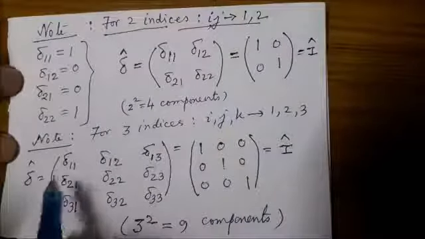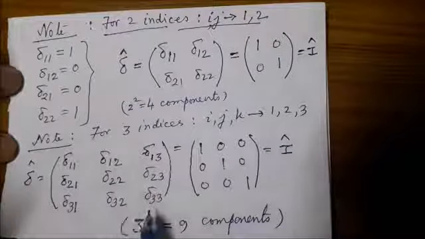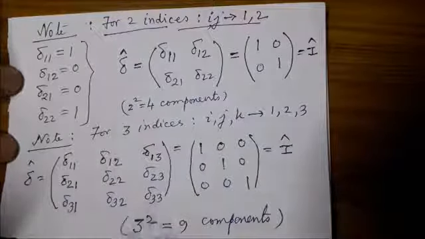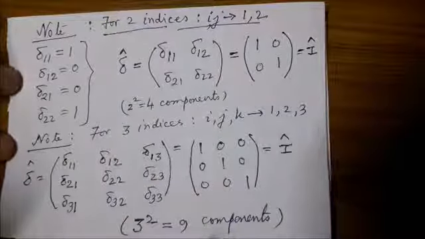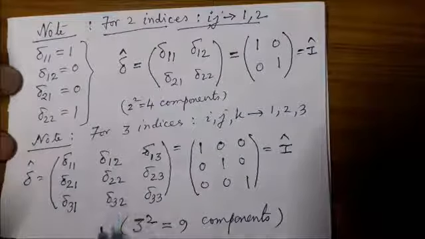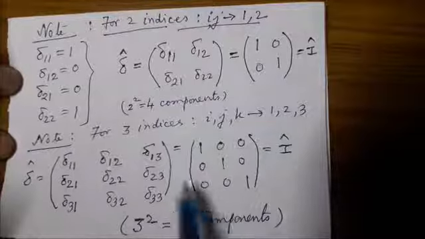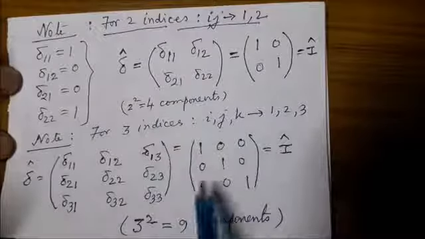And the components are Kronecker delta 1 1, Kronecker delta 1 2, Kronecker delta 1 3, then we have 2 1, 2 2, 2 3, 3 1, 3 2, 3 3. So there are altogether 9 components, which are all Kronecker delta symbol, and their values have been extracted here, written here. A word about use of Kronecker delta symbol.